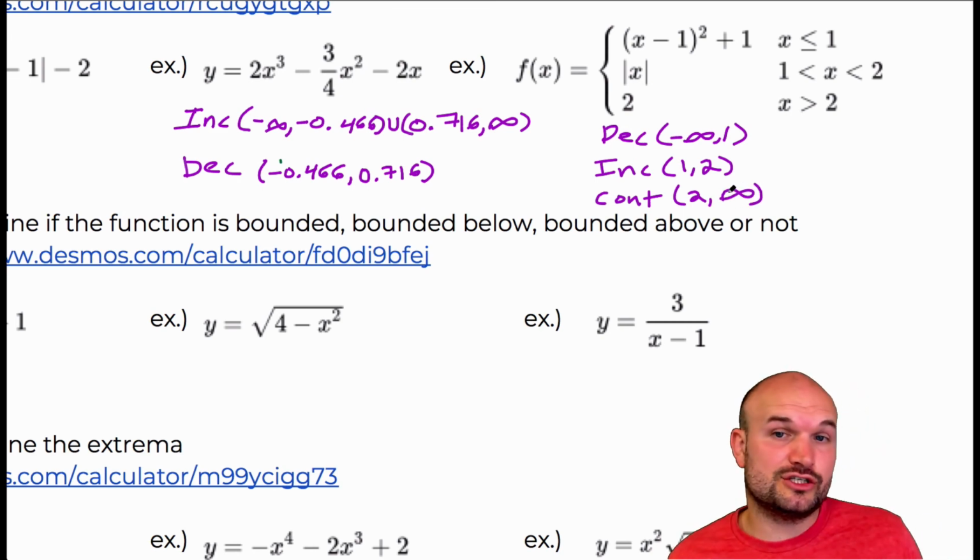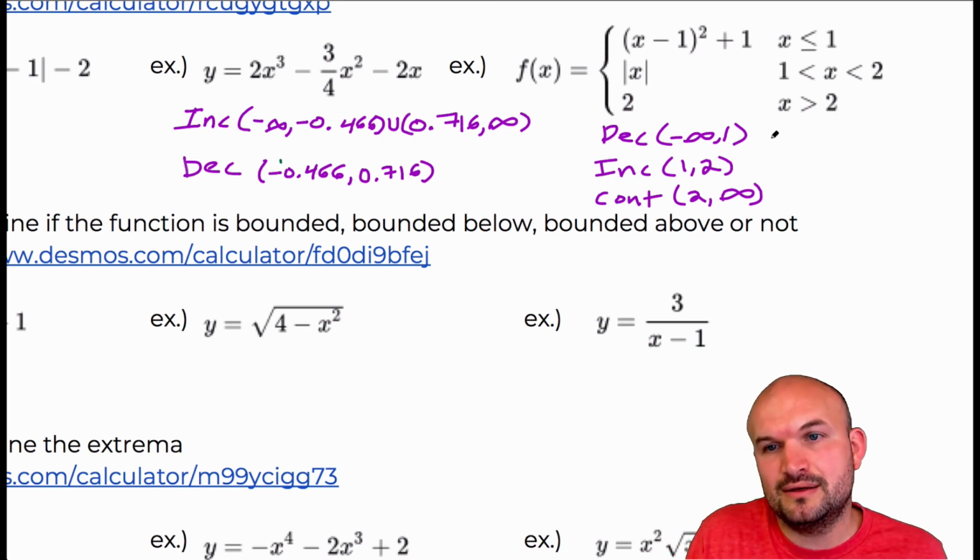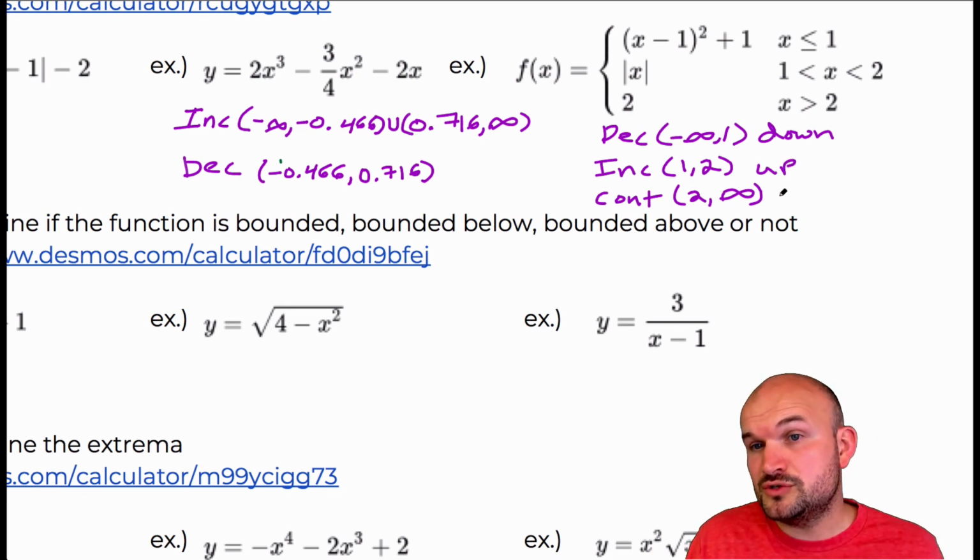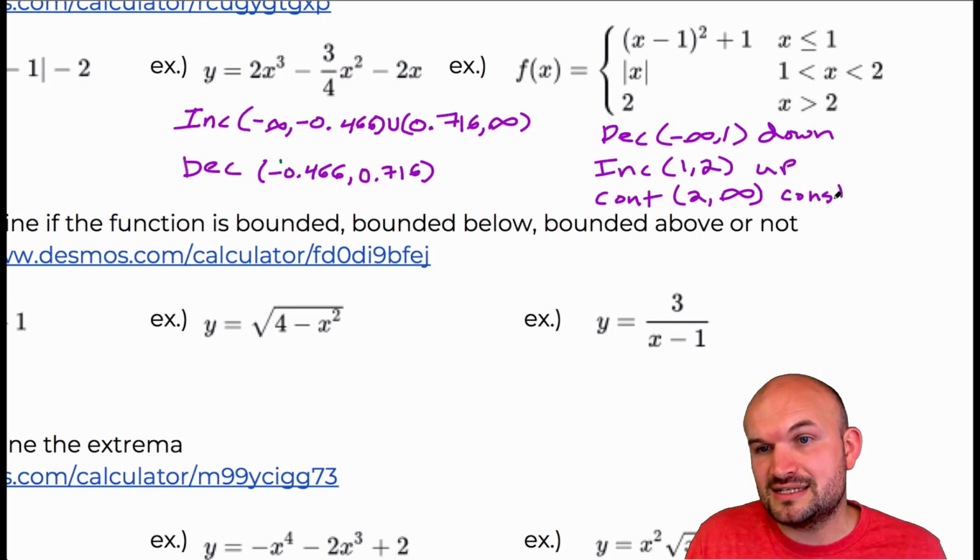And again, this is a good descriptor of the x values. At each of those intervals, we can say that the graph is going, I didn't do this before, the graph is going down. On the interval 1 to 2, the graph is going up. On the interval 2 to infinity, the graph is constant.